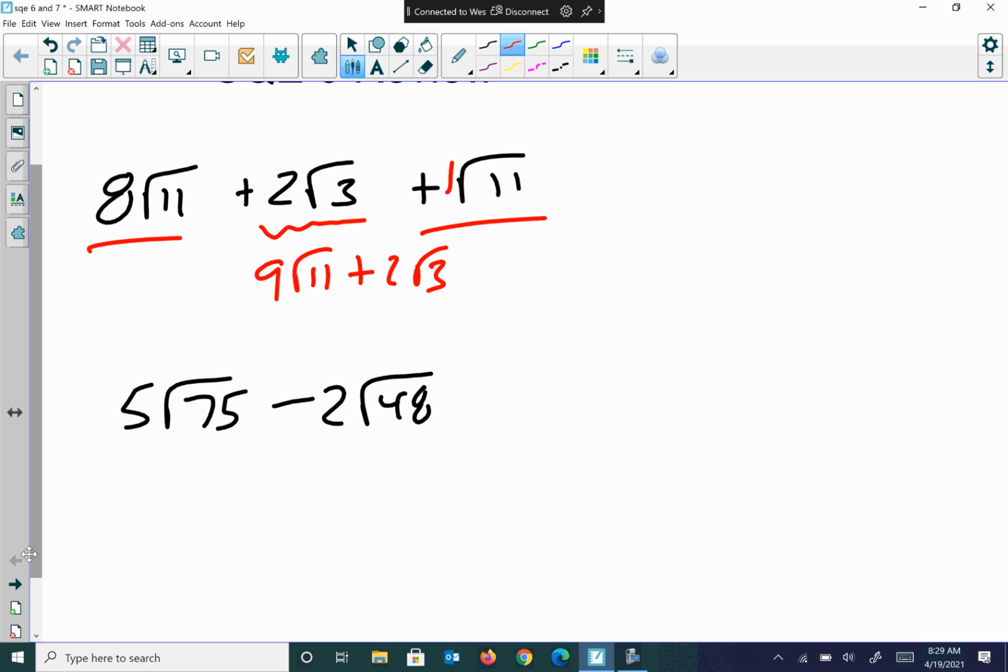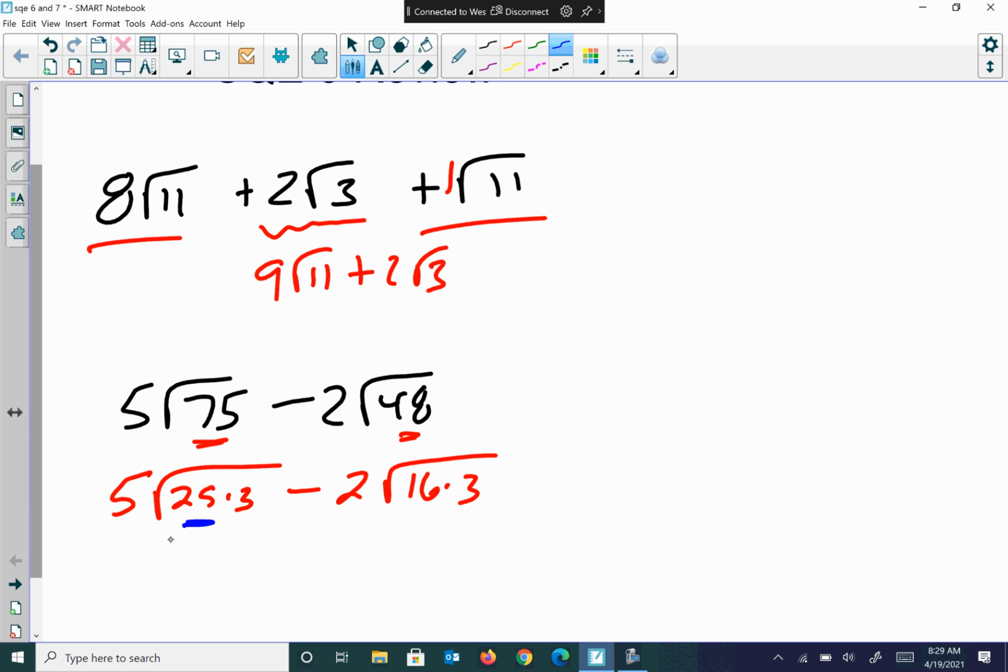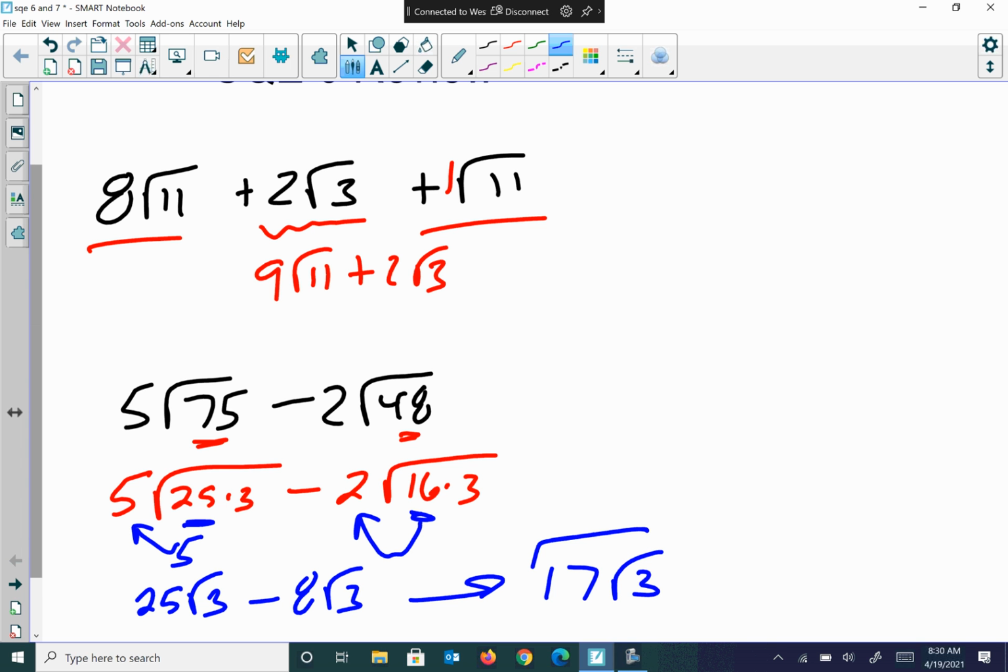Okay. Let's see. We can break 75 down to 25 times 3 minus, break 48 down to 16 times 3. Okay. So square root of 25 is 5, so that 5 multiplies with that, so I get 25 root 3 here. 16 breaks down to 4, so you multiply there. Now I have the exact same radical. So 25 subtract 8 is 17, and then the root 3 comes along for the ride.